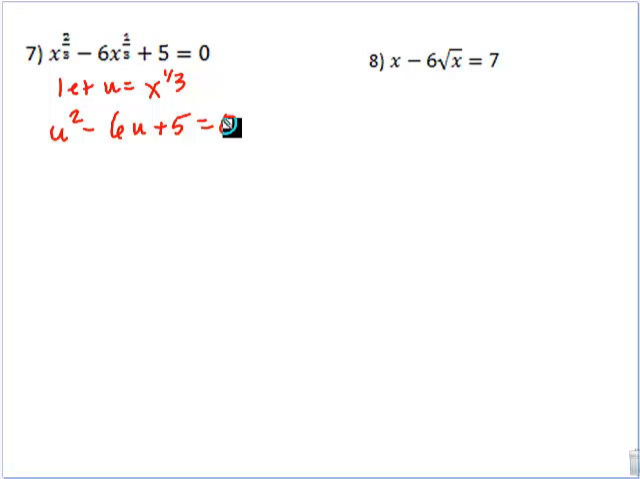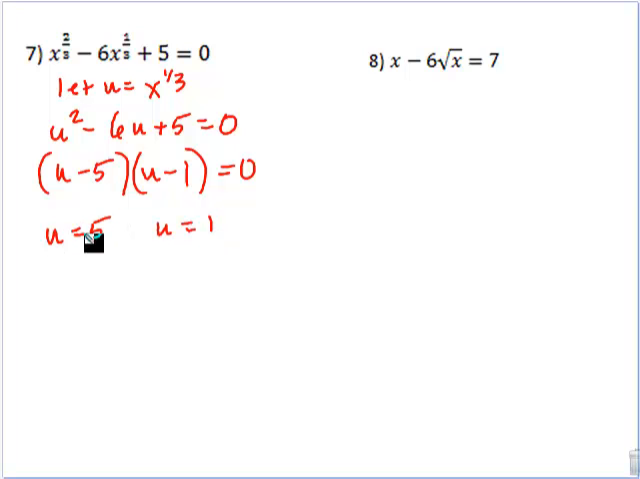Can we factor that? That can be factored. How can we factor this? u minus 5, good, u minus 5, u minus 1. So what are my two values that u can equal? Yeah, u can be 5 and u can be 1. Yep, but we don't really want u here. We want x to the 1/3 because that's what we let our u equal to. So x to the 1/3 is 5, or x to the 1/3 is 1.